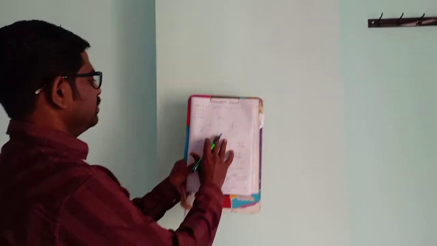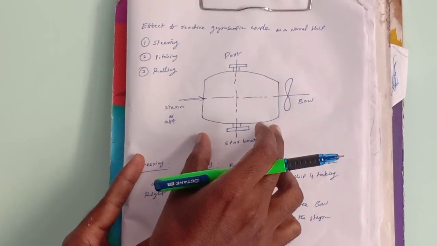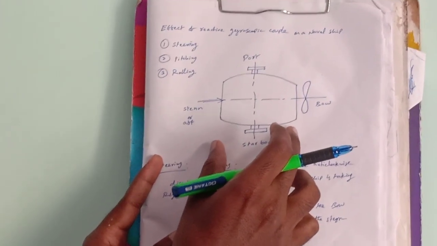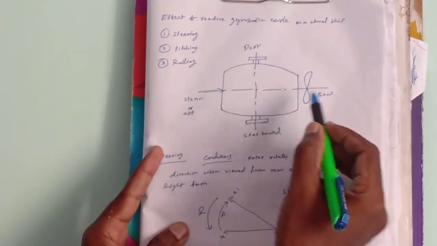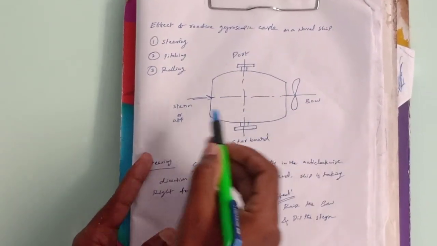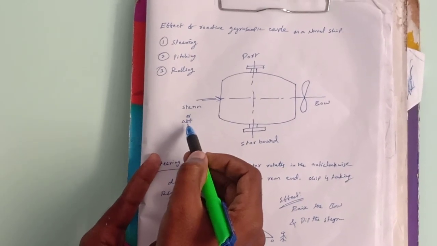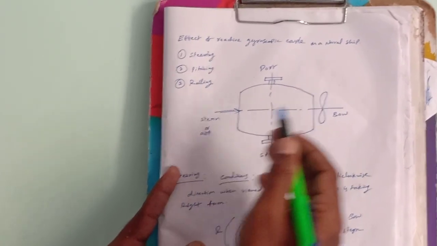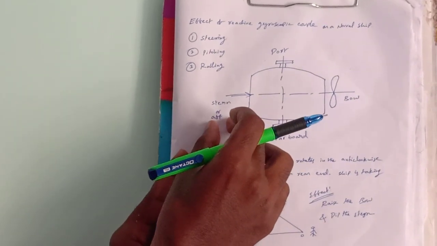For example, you see this diagram. This is the naval ship, and here the terminology, if we see, this is the front end, we call it as a bow, and this is the rear end, this we call as a stern or aft. Front end is the bow, and the rear end is the stern or aft.